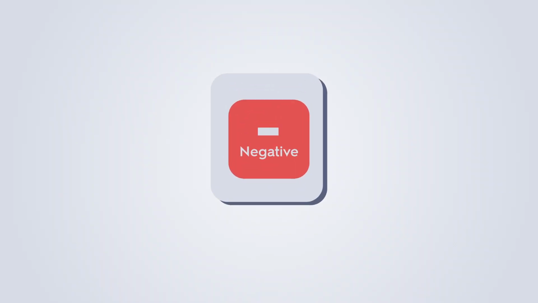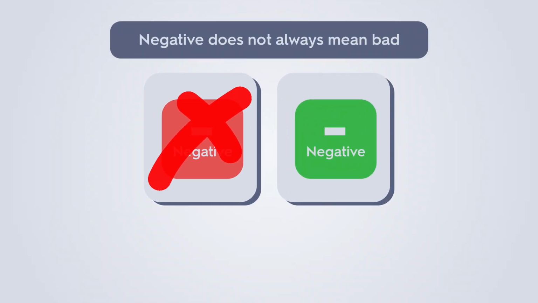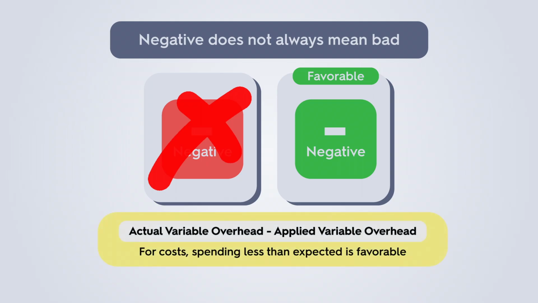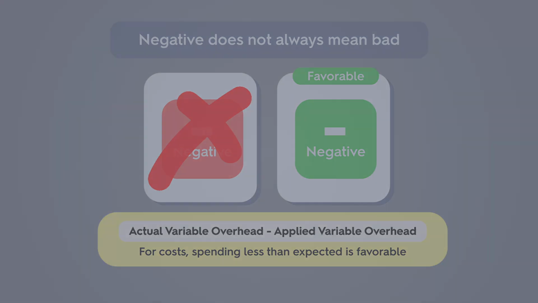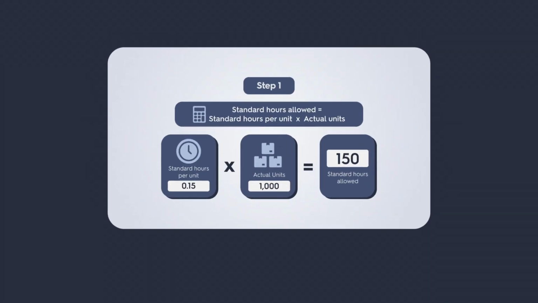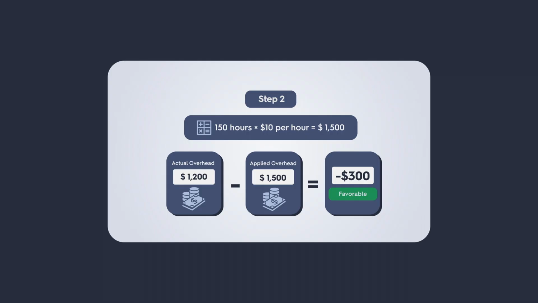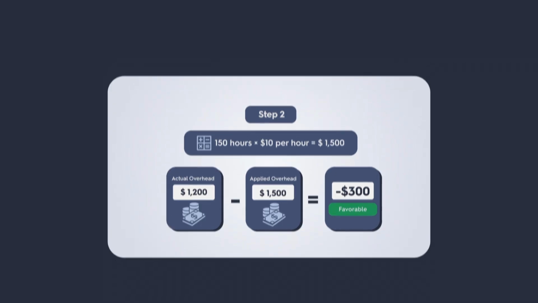Here is a very common mistake. Students sometimes see a negative number and assume it must be unfavorable. But for cost variances, spending less than expected is favorable. The sign tells you the direction of the difference. You still have to interpret whether that difference helps or hurts the company. So far, we have defined variable overhead, calculated the total variable overhead variance, and seen why a lower actual cost can create a favorable result.